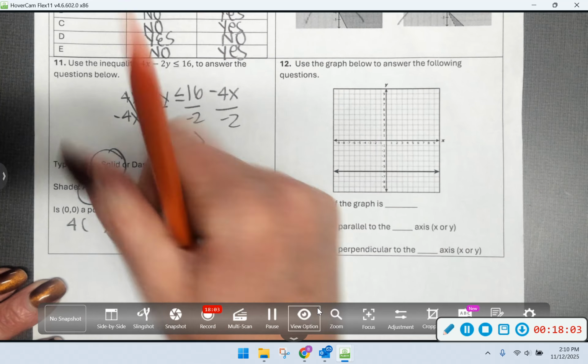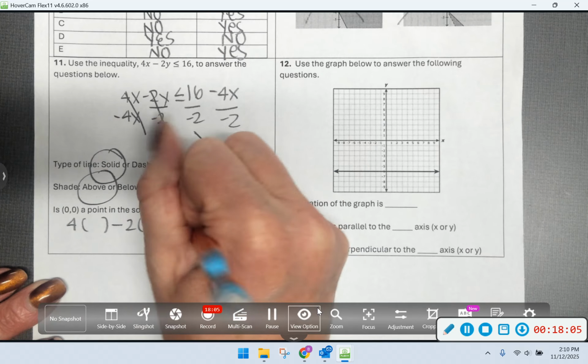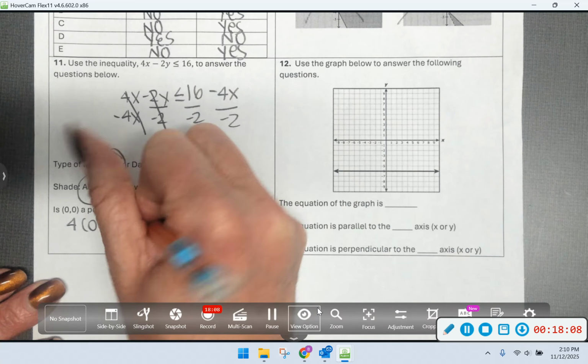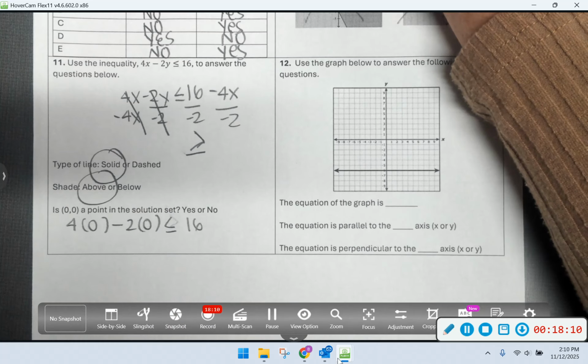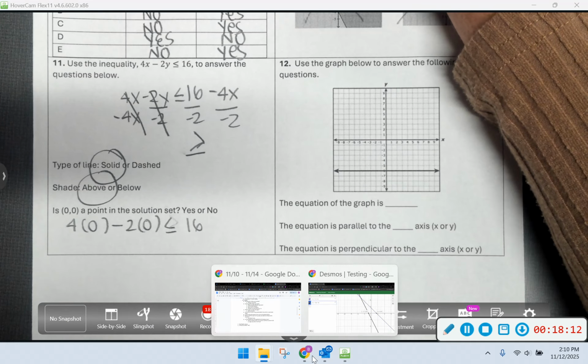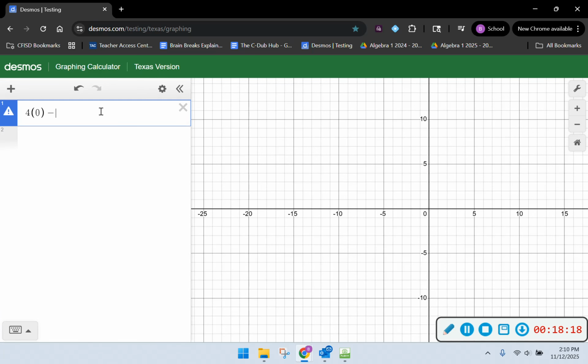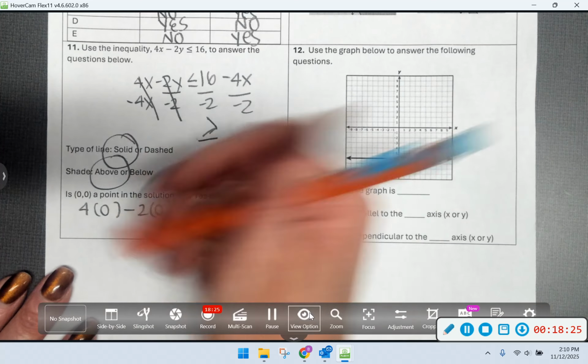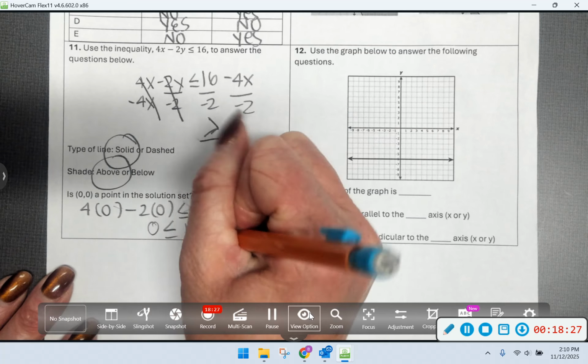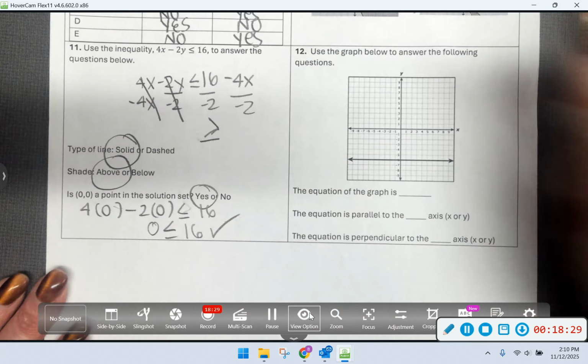wrong symbol. I'm going to put 0 in for x and 0 in for y. So we can go type that into Desmos. Four, 0, minus 2, 0. We got 0. So is 0 less than or equal to 16? Yes. So I'm going to circle yes.